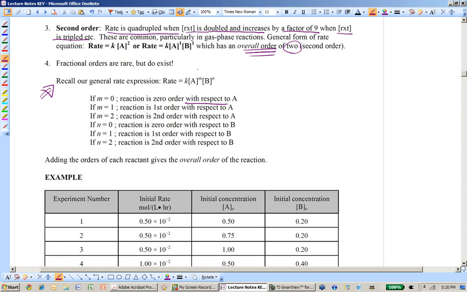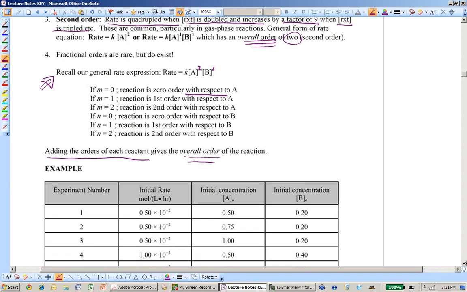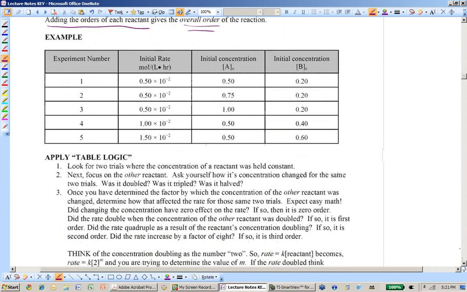So I can put any combo of these things that I want. What I just wrote is second order with respect to A, first order with respect to B, third order overall, because 2 plus 1 is 3. I know that somebody told you chemistry was hard, but I think they may have misled you. So when we add the orders of each reactant, we get the overall order of the reaction. All right, our first example.